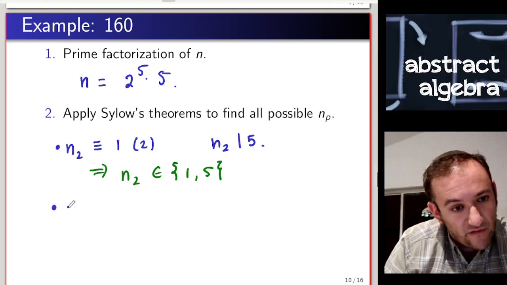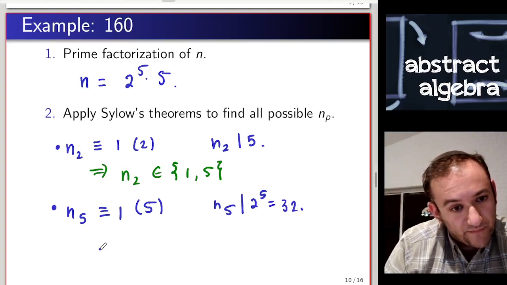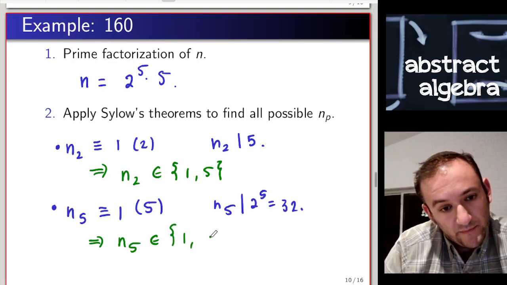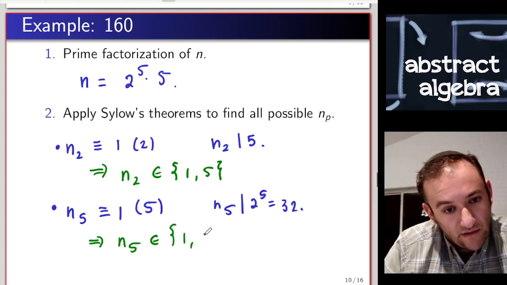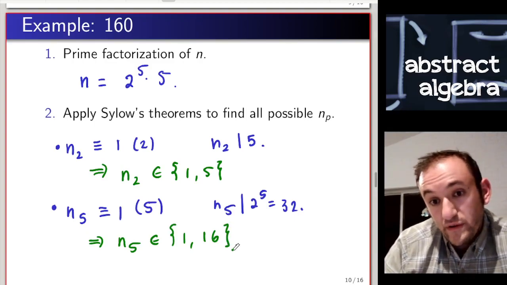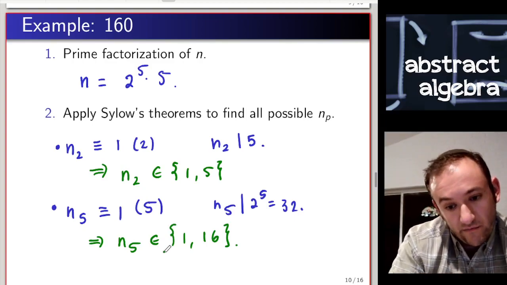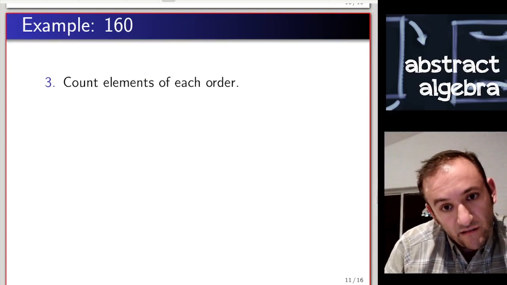As for n5, this is going to be congruent to 1 mod 5, and it's going to divide 2 to the 5th, which is 32. Okay, so what does that tell us about n5? It could be 1, and 6, 11, 16 would also work. Okay, and that's it. So we have two options for each of n2 and n5. If G were to be simple, we would need n2 equals 5 and n5 equals 16. Okay, so let's consider that situation.